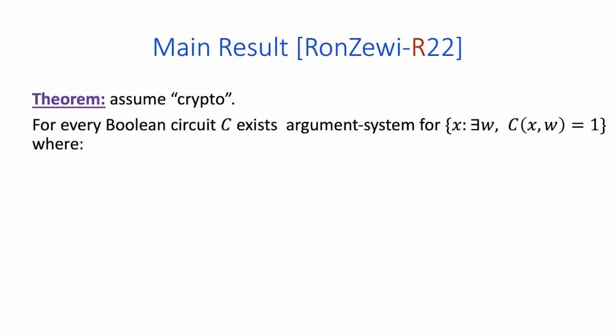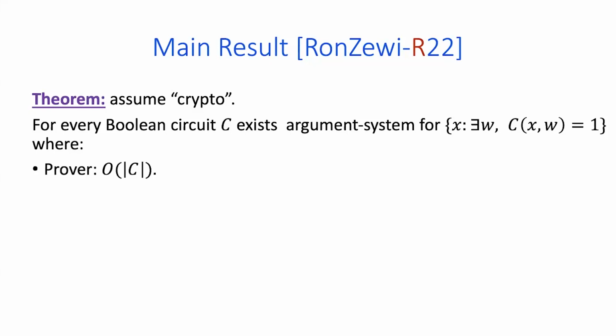But yeah, absolutely. Okay, so the theorem says the following. For every Boolean circuit, there exists a succinct argument system for this kind of statement. We accept all x's for which there exists a corresponding witness that makes the circuit happy, makes the circuit accept, with the following properties.